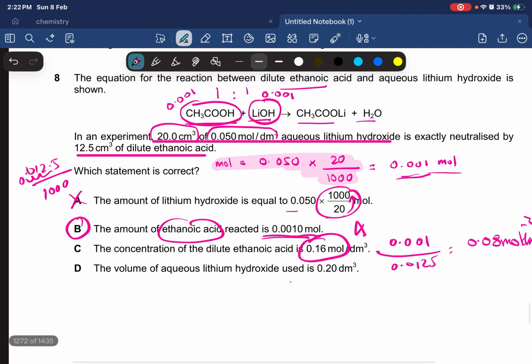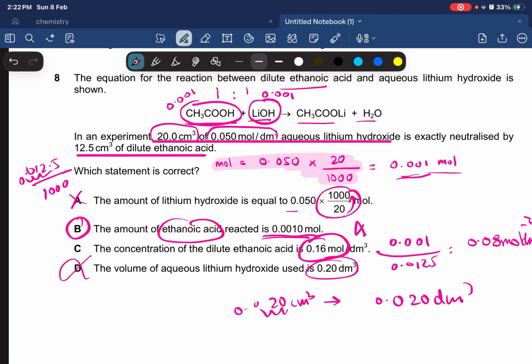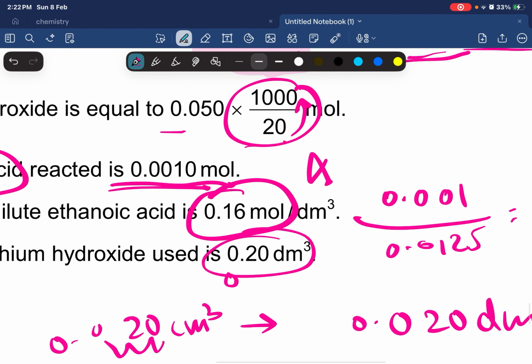The volume of aqueous lithium hydroxide used is this. Definitely not this. The question tells us it's 20 cm cubed. So 20 cm cubed equals how many dm cubed? 0.020 dm cubed. There is a 0 missing over here. It should have been 0.02, right?